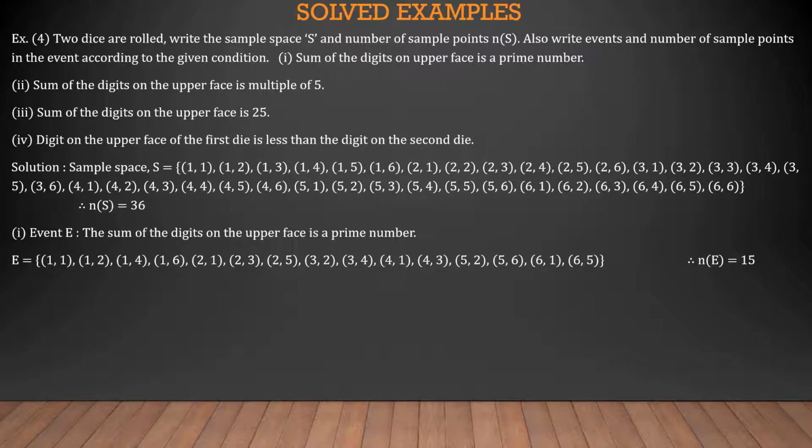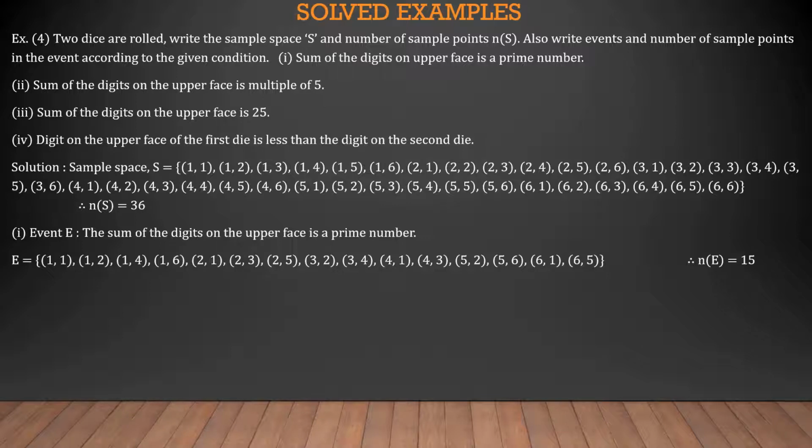4, 1 is taken because 4 plus 1 is 5. That's a prime number. 4, 3 is taken because 4 plus 3 is 7. That is a prime number. 5, 2 is taken because 5 plus 2 is 7. That's a prime number. 5, 6 is taken because 5 plus 6 is 11, which is a prime number.